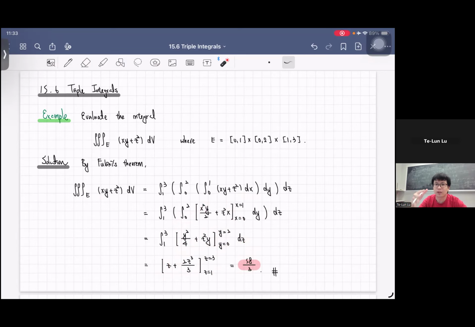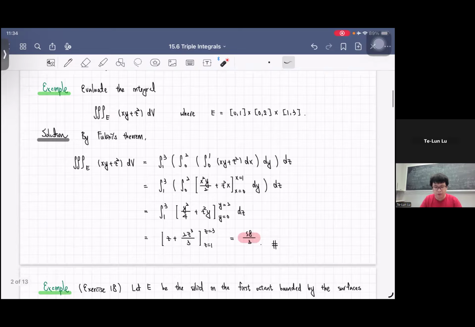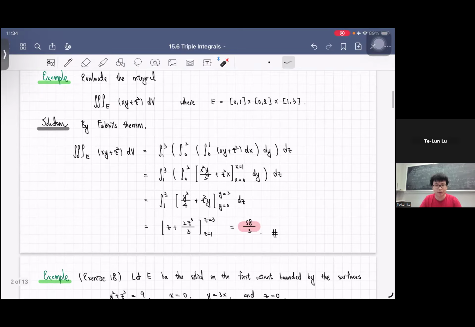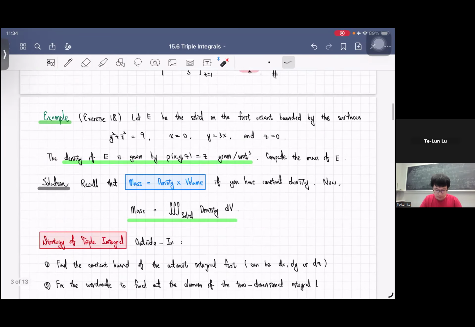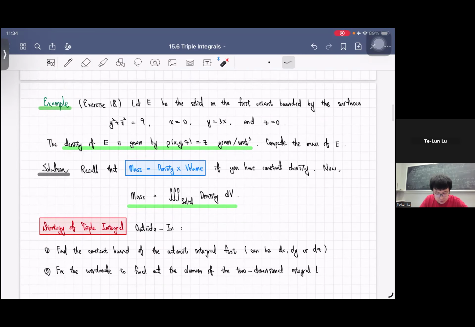The hard part is when the domain is not a rectangular region. It is a general bounded region, a type 1, type 2, type 3 region. So let us go to see how we can apply this and how it practically works. In this example, which is actually an exercise in your textbook, we first define E to be the solid in the first octant. That is the octant where x and y and z are all positive. And the solid is bounded by these surfaces.